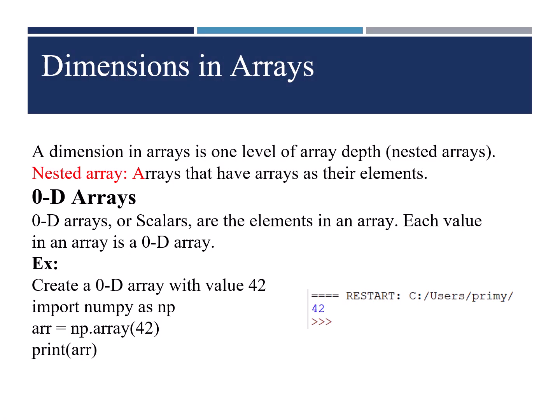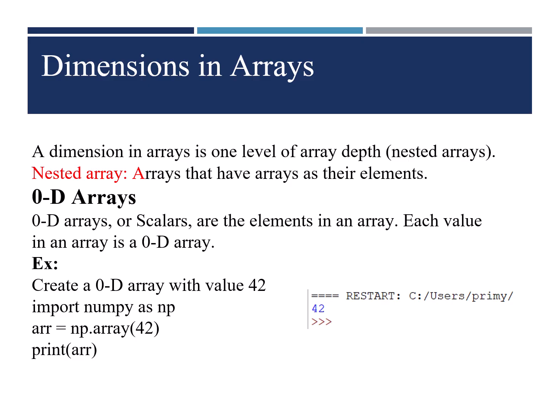Now, to check the dimension of arrays, we have 0D, that is zero dimension, 1 dimension, and 2 dimension. First we'll discuss 0D arrays. Zero-dimensional arrays are scalars, the elements available in an array. Each value in an array is a 0D array.